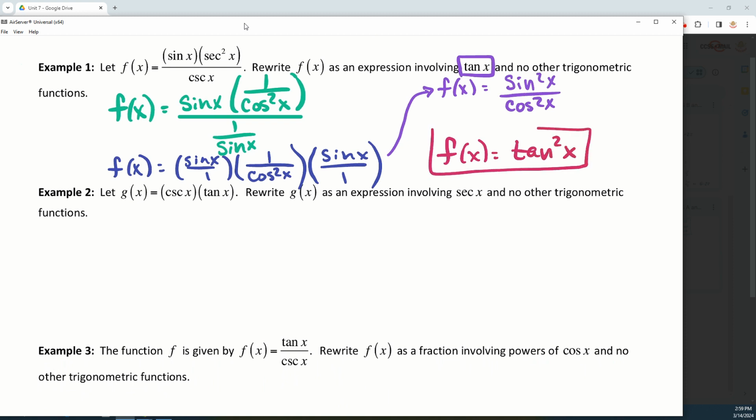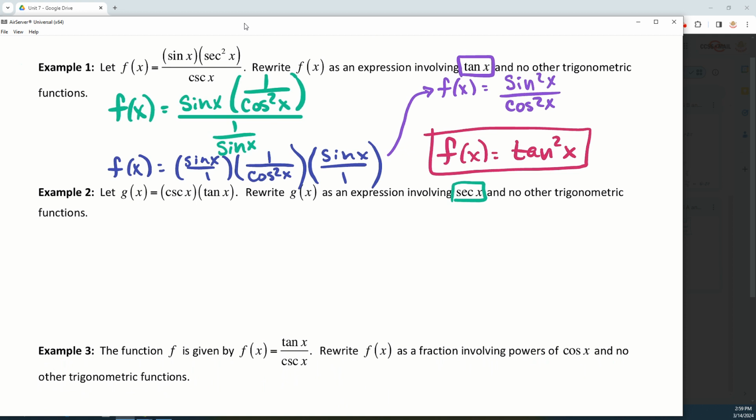All right, and I have done what they asked me to do in the directions. I rewrote that as an expression involving tangent of x and no other functions. All right, let's look at example 2. Example 2 tells us to rewrite g of x involving secant of x and no other function.